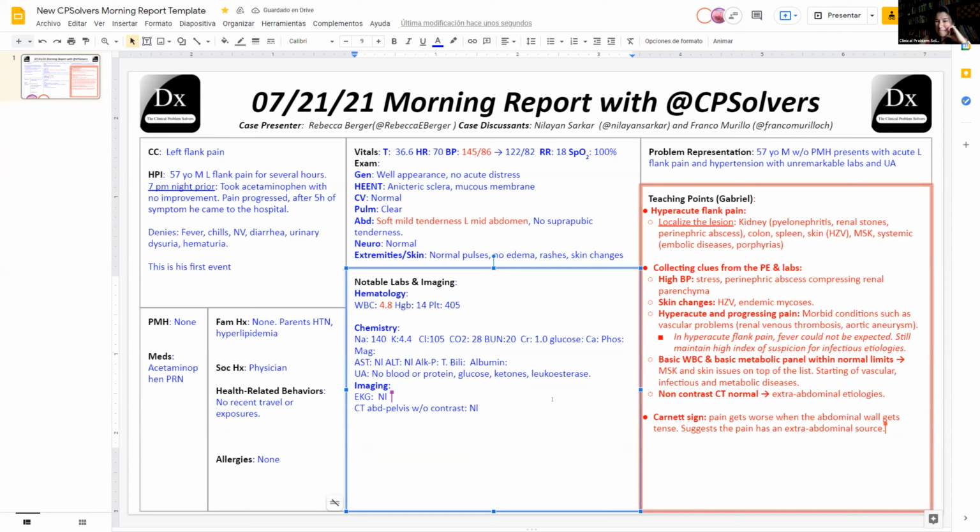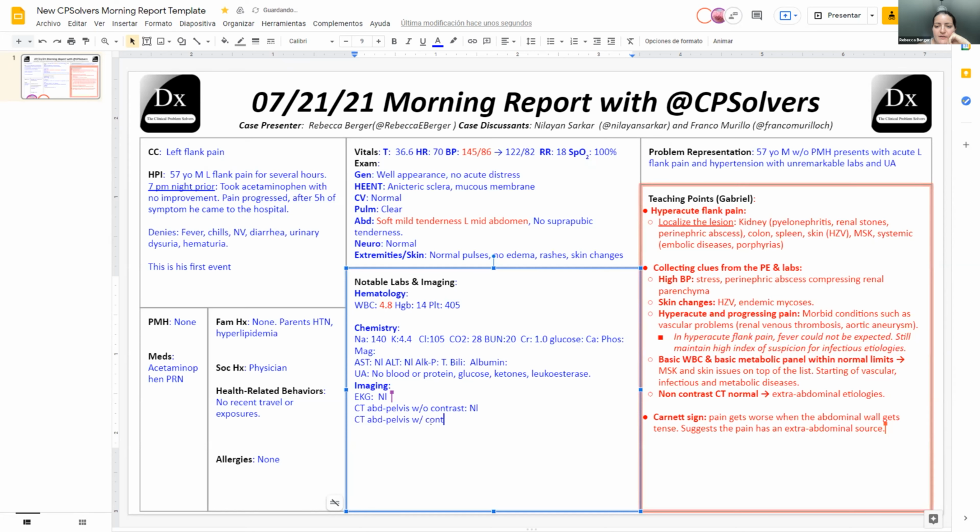Well said. I don't have anything to add. Good discussion of what we might be missing, what sensitivity we need from our diagnostic study. So what do you have, Rebecca? Ask and you shall receive. We have a CT abdomen pelvis with IV contrast.